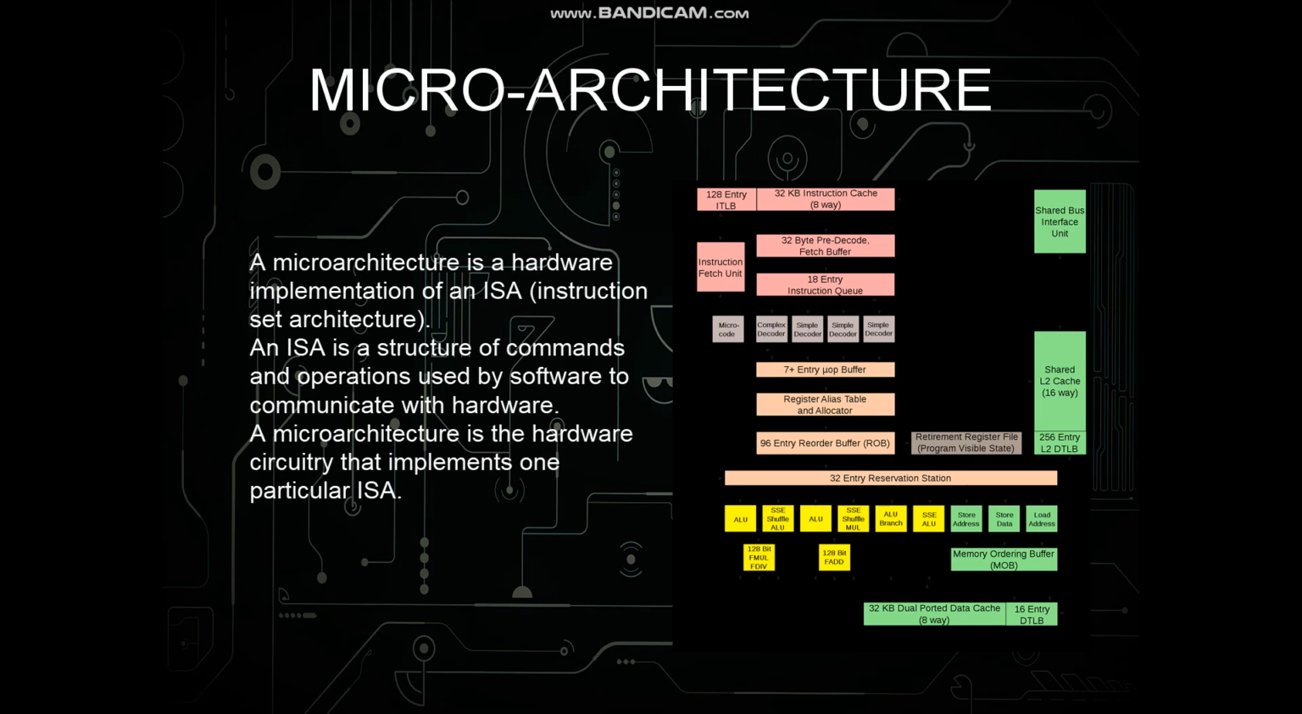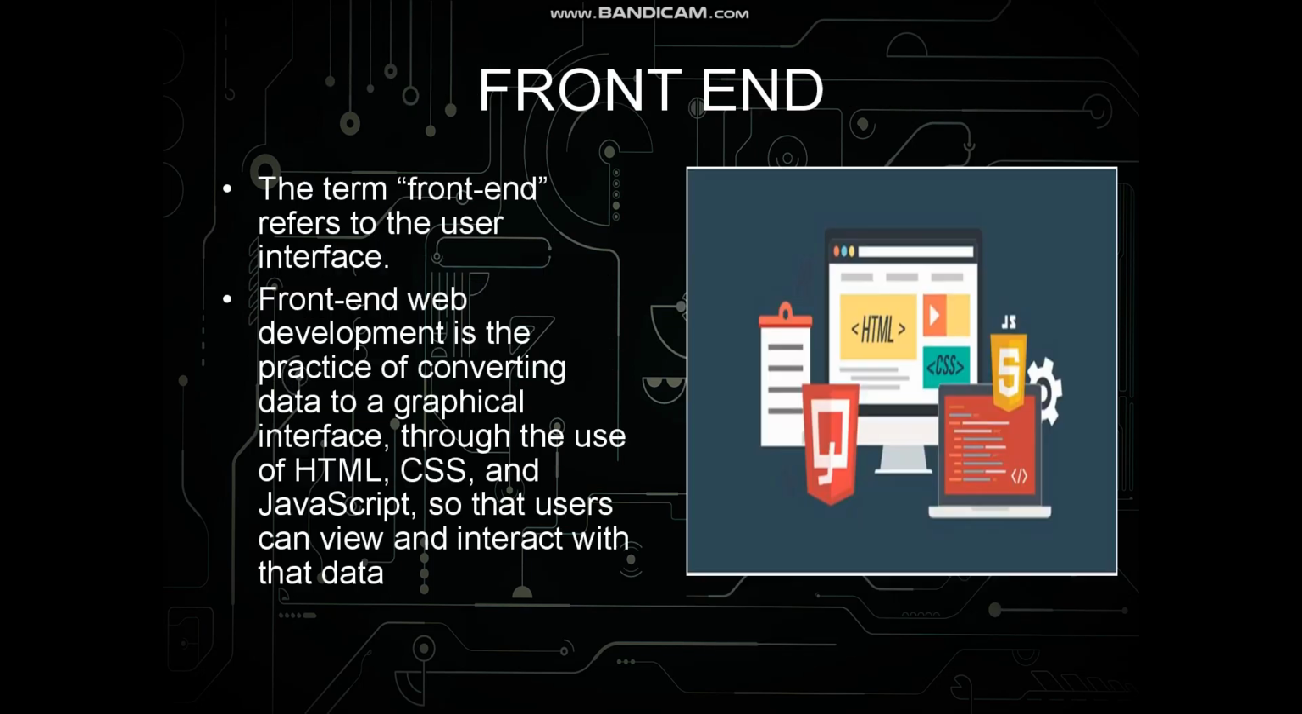Next, we have the microarchitecture. A microarchitecture is a hardware implementation of an ISA, or instruction set architecture. An ISA is a structure of commands and operations used by the software to communicate with the hardware. A microarchitecture is the hardware circuitry that implements one particular ISA.